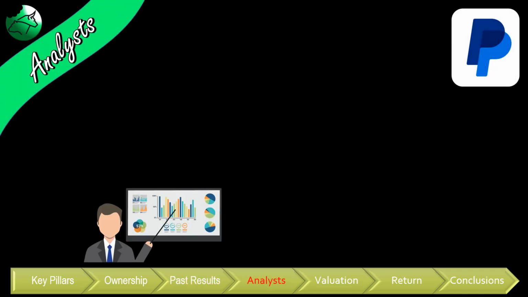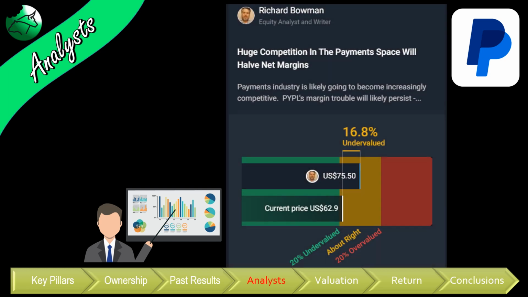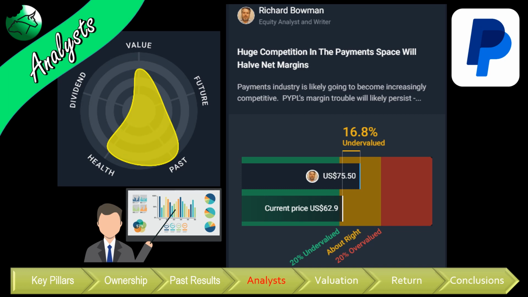So let's see what the analysts think. Richard Bowman, an analyst, believes that even with the competitive landscape, PayPal is 16.8% under its correct value. Although it is financially a very healthy company, it has a good past, its future doesn't look overly positive, and he doesn't believe the company will become the growth company it previously was.